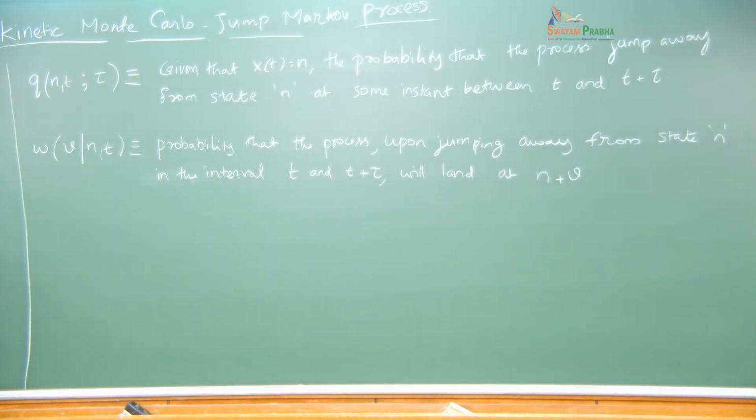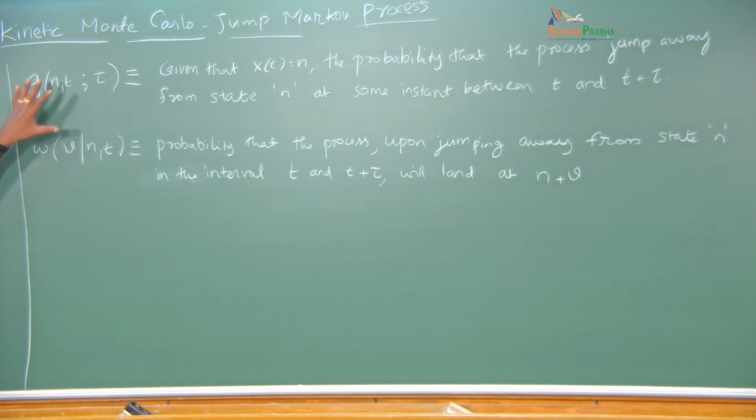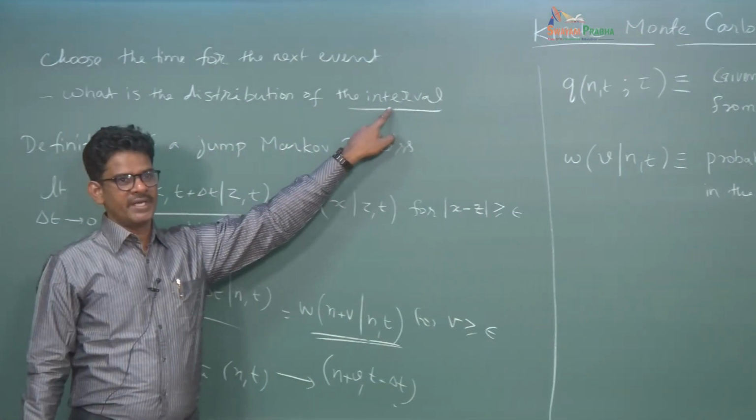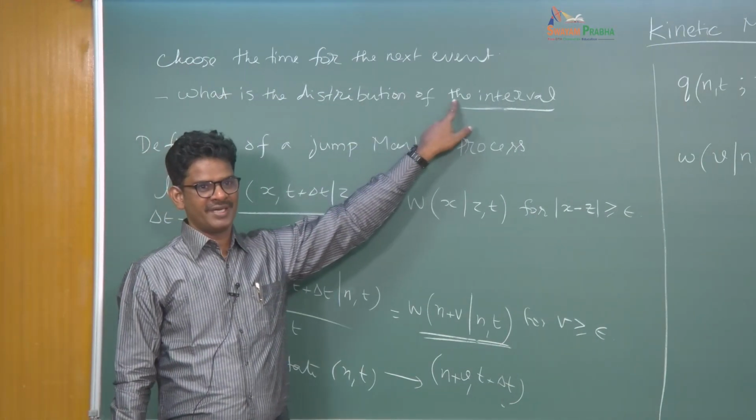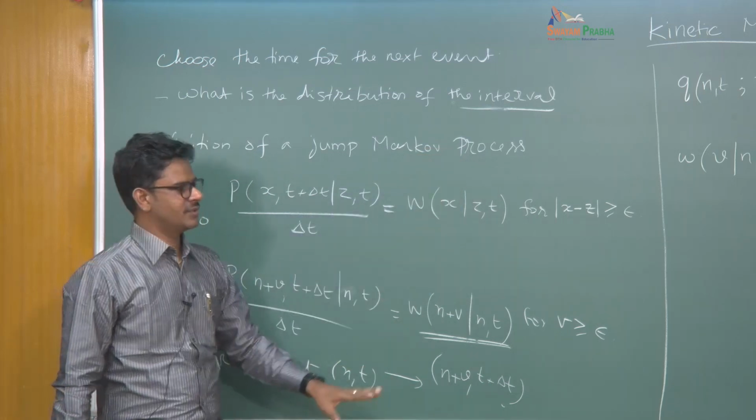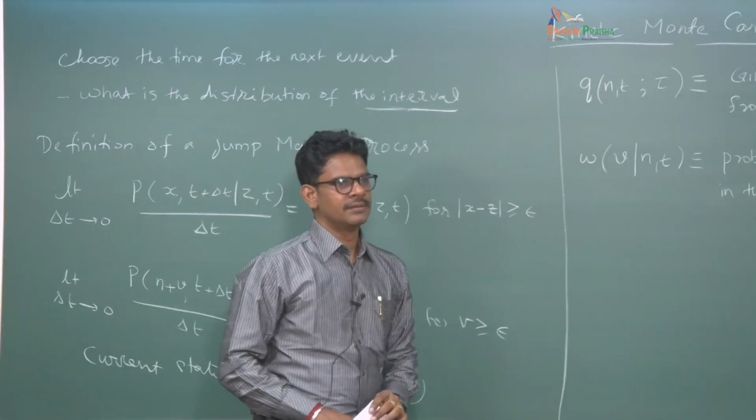So basically I can write this w as the product of these two, as a joint distribution. And why we do that is because I want to take this particular function later on and answer this problem: how do I choose my time delta t for a jump, regardless of where it jumps? So that's why we are doing it this way.